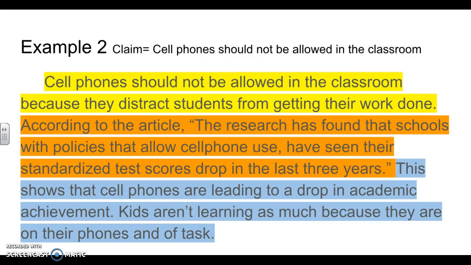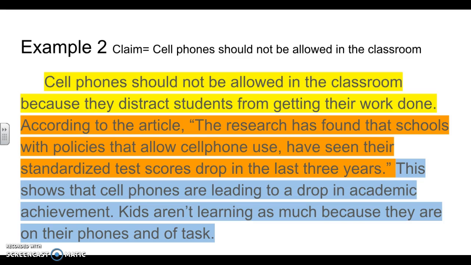In my example 2, my claim for my whole entire essay is cell phones should not be allowed in the classroom. Yellow is my reason. Orange is my evidence. I'm introducing my evidence with 'according to the article' and putting my evidence in quotes, of course. And then explaining the evidence in more than one sentence, at least 2 to 3 sentences, to expand on your argument.